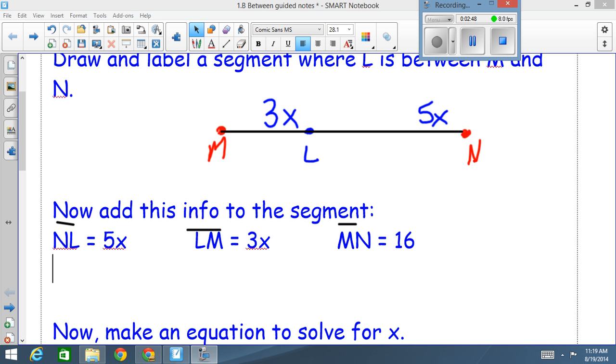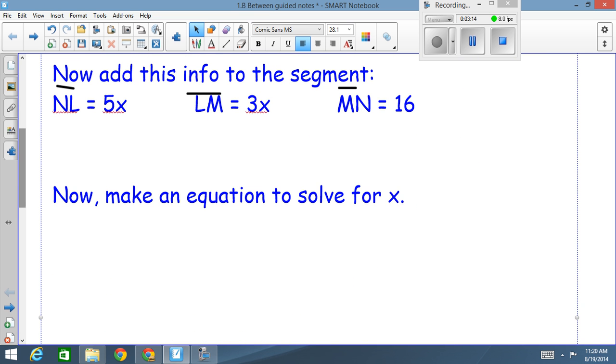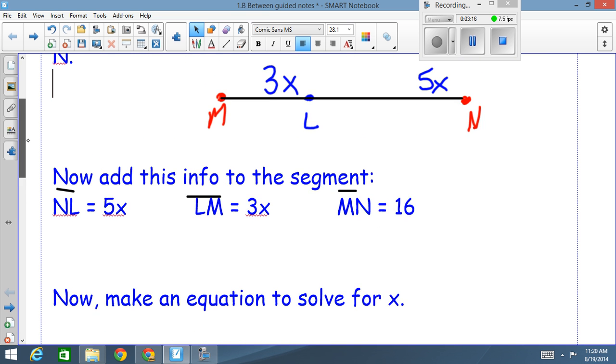Okay, sorry about that. I had to grab the guided notes that I had printed off for you. For some reason it was totally different here. So what your guided notes will say is that MN is equal to 16. So now that I know that NL I have labeled as 5x, LM I have labeled as 3x, and MN is equal to 16, I'm now responsible for making an equation in order to solve for x.